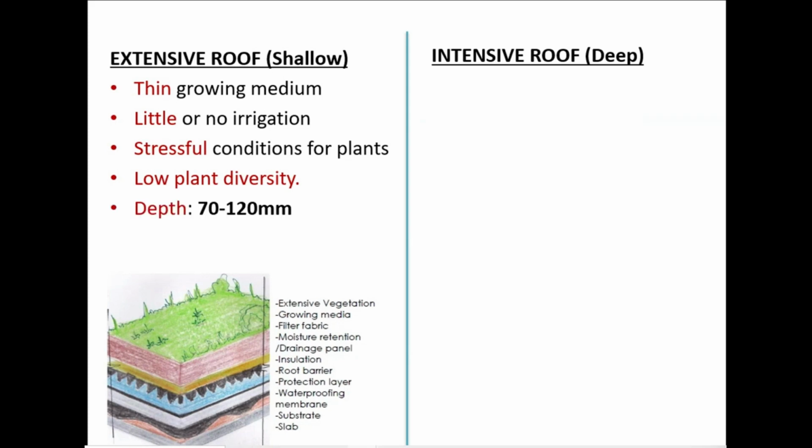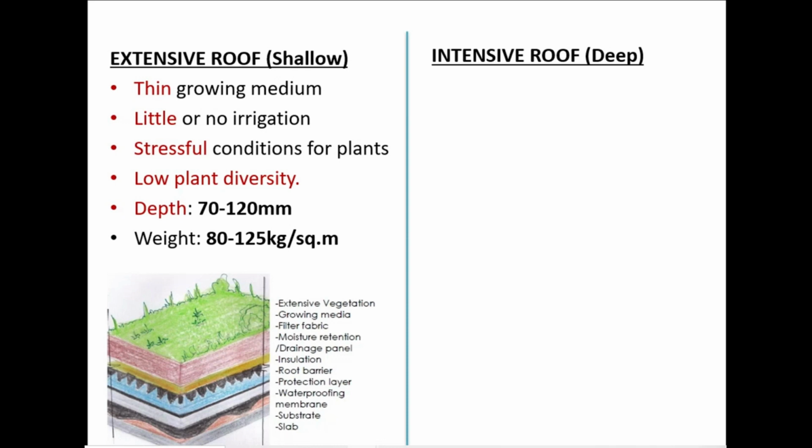Depth is 70 to 120 millimeter. So 120 millimeter is the maximum, which is 12 centimeter, so around half a foot. Weight is on average almost 100 kg per square meter. So this much weight we are putting on a terrace. Okay, so this is the extensive roof.